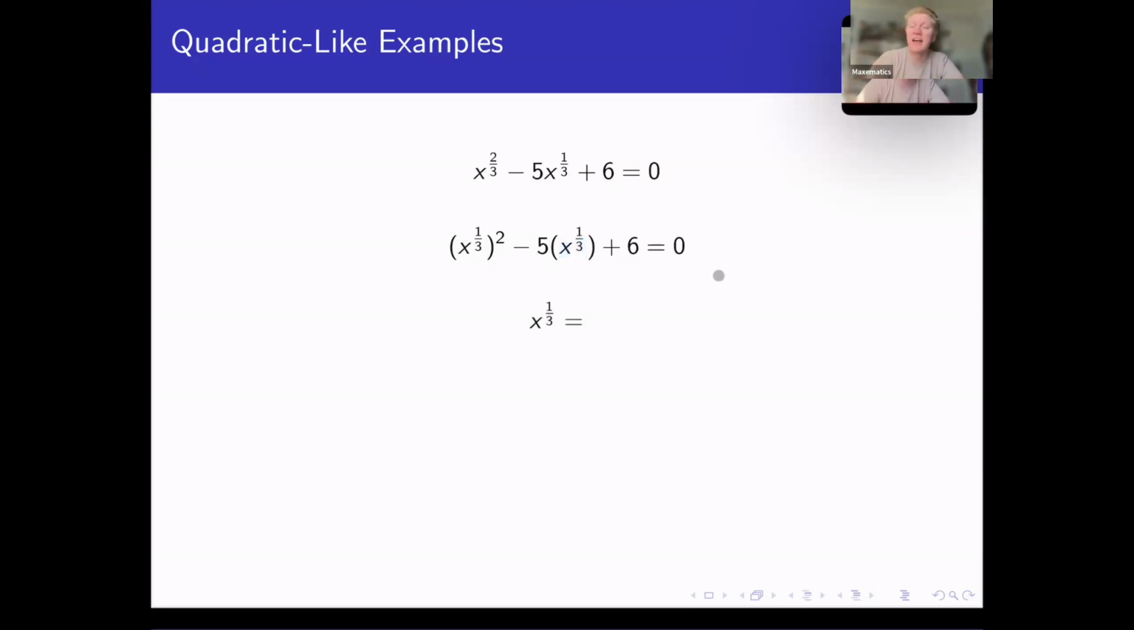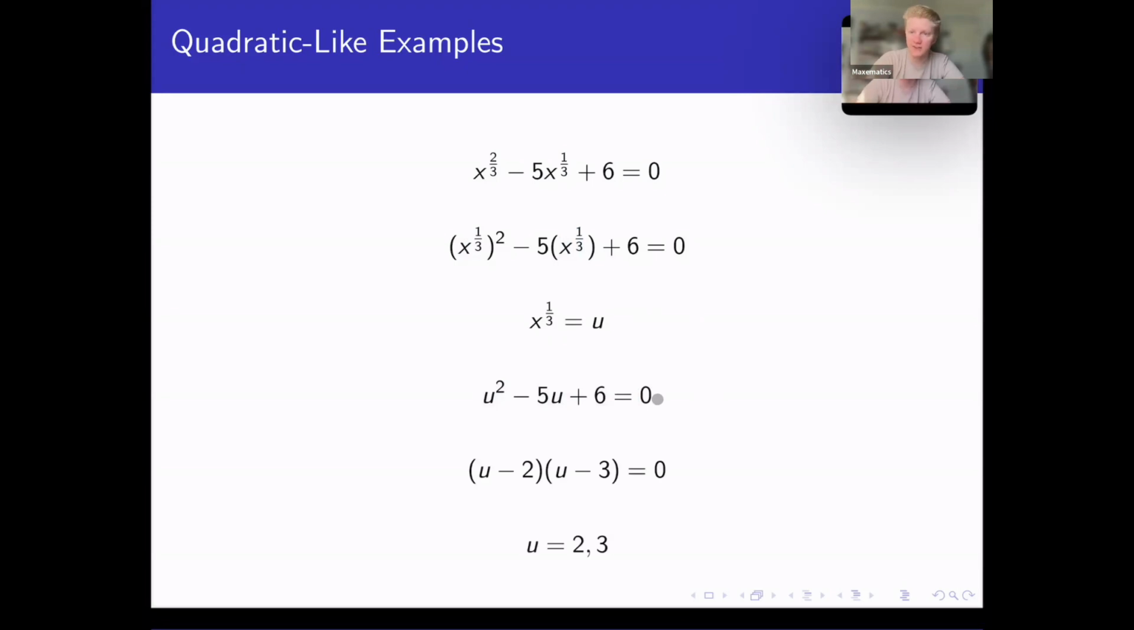Instead, let's say x to the 1/3 is u. We like using u to substitute things a lot of the time. If you end up taking Calc 2, you might even come back to u substitution, but that's a long time from now. All right, so wherever we see x to the 1/3, let's instead call it u. Well, that would be u squared minus 5 times u plus 6 equals 0. Oh, well, if I gave you this, you would know to factor.